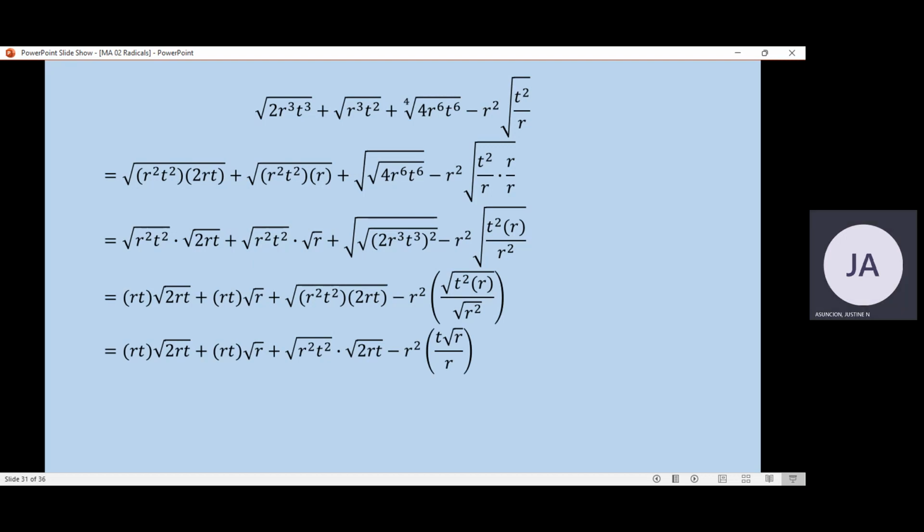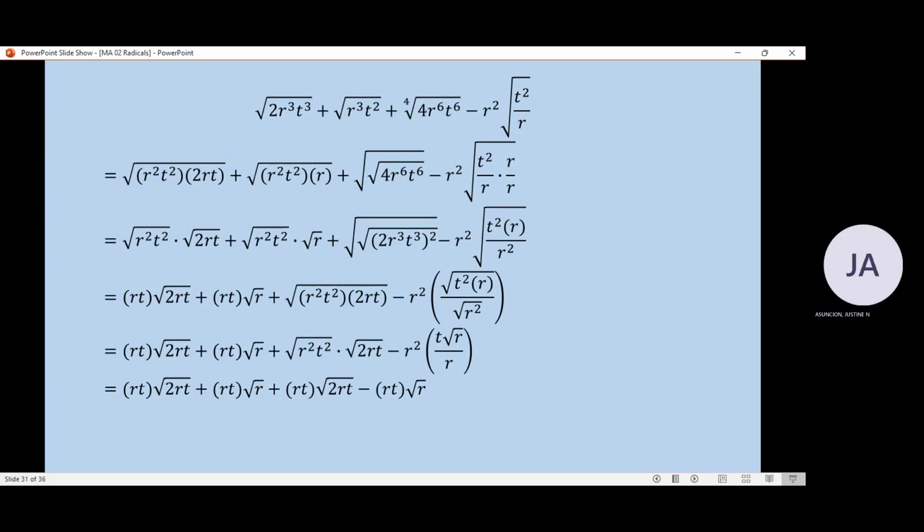Okay, so again, as you can see here, in our third term, we have the square root of r squared t squared times the square root of 2rt. Okay, and our denominator square root of r squared is just simply r. Okay, so eliminating that, since we have r squared, we multiply it. So r squared by r, that's simply r, times t squared of r. So rt squared of r. So that's the last term. Okay, and then the third term here, again, square root of r squared t squared is just simply rt.